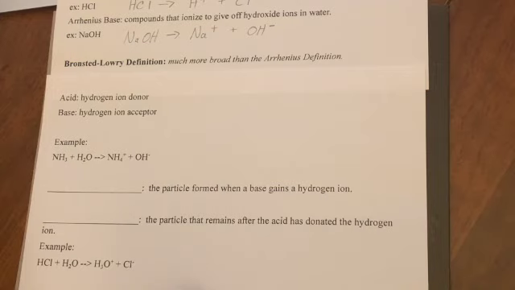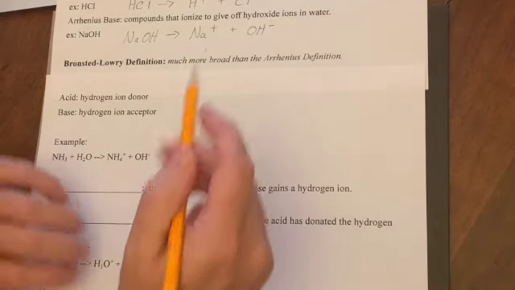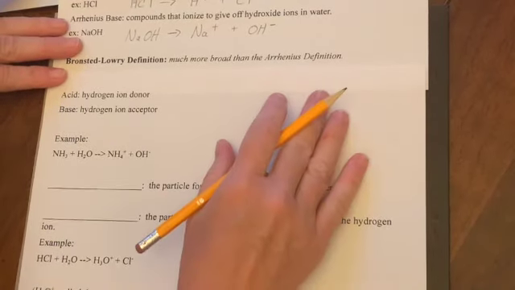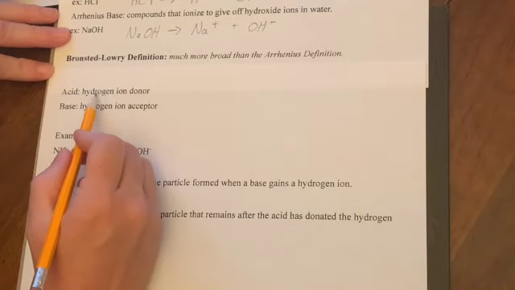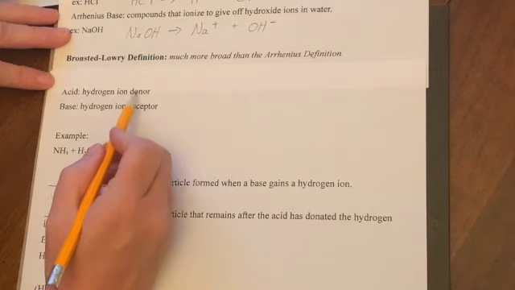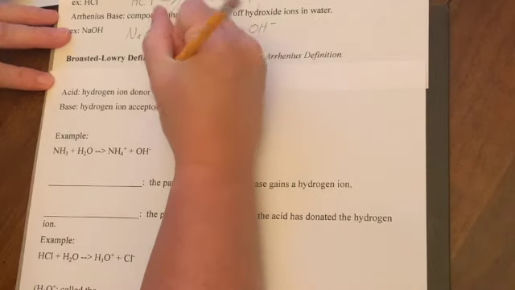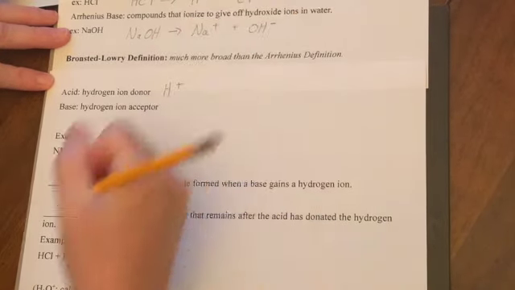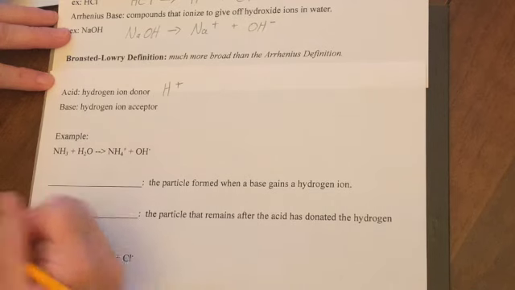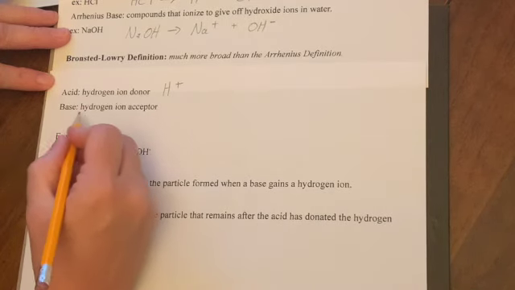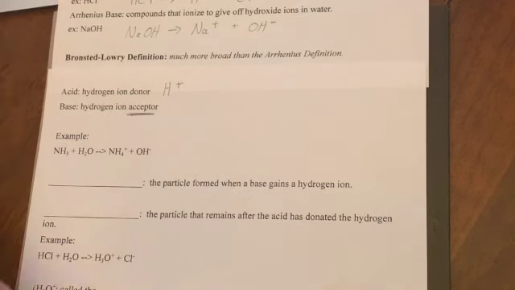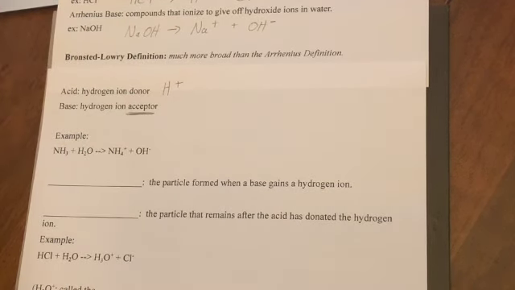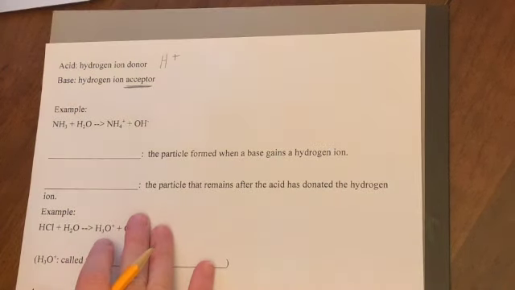which leads us to our next definition, which is known as the Bronsted-Lowry definition. This is a much more broad definition than the Arrhenius one. Under Bronsted-Lowry, an acid is defined as a hydrogen ion donor. Remember, a hydrogen ion is just H+, so it's going to give it away. Whereas a base is a hydrogen ion acceptor. So this broadens our definition of bases.